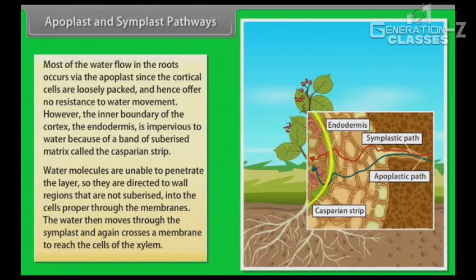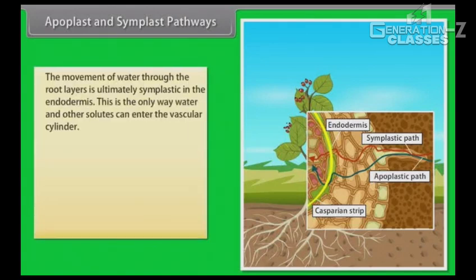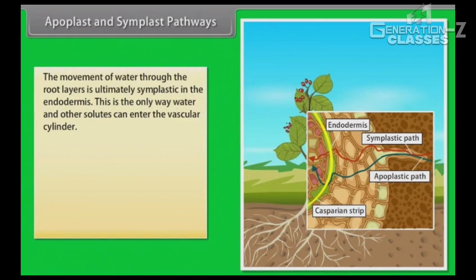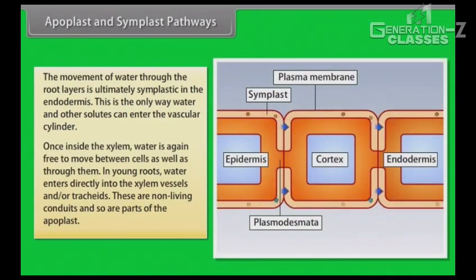The water then moves through the symplast and again crosses a membrane to reach the cells of the xylem. The movement of water through the root layer is ultimately symplastic in the endodermis. This is the only way water and other solutes can enter the vascular cylinder. Once inside the xylem, water is again free to move between cells as well as through them. In young roots, water enters directly into the xylem vessels and/or tracheids. These are non-living conduits and so are parts of the apoplast.